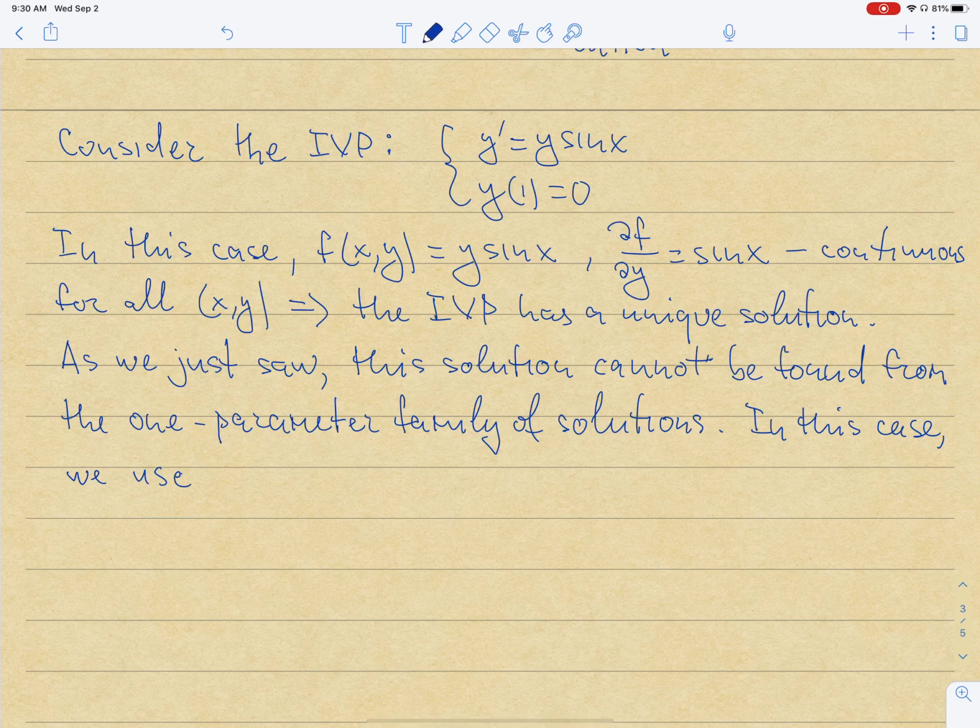Y identically equal to 0. So that means that whenever your one parameter family does not result in a solution, you have to go back to equilibrium solutions, and hopefully one of them will work. Y equal to 0.